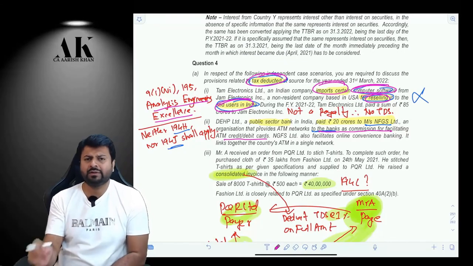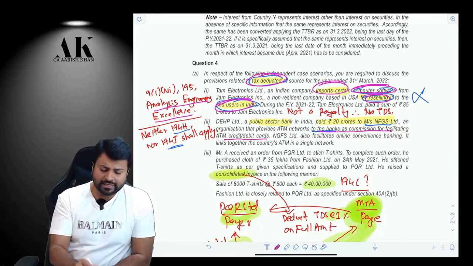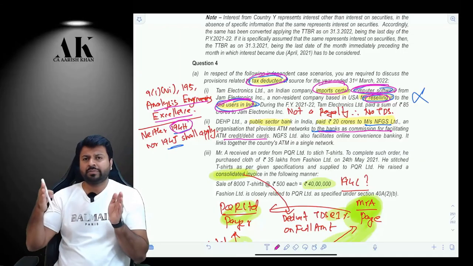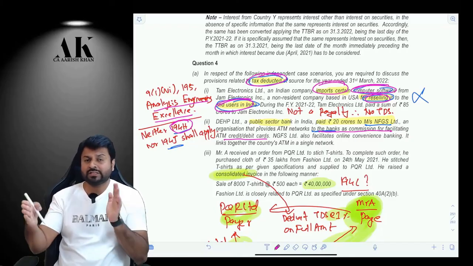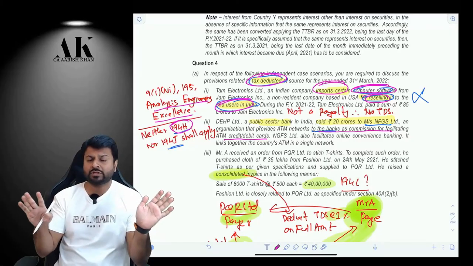Whether TDS is applicable, the court has said, and even CBDT has said, that TDS will not be applicable in such a transaction. Neither will 194H be applicable, because the relationship between both of them is not a principal and agent relationship. The relationship between both of them is a principal and principal relationship. Therefore, 194H commission will not be applicable.